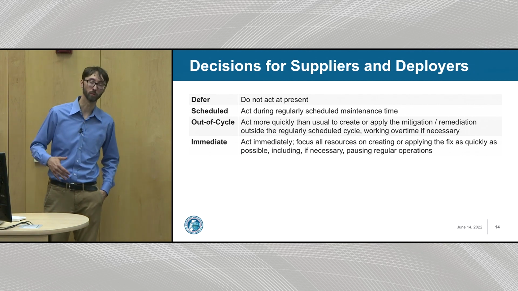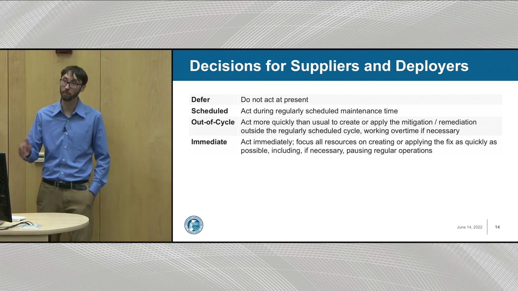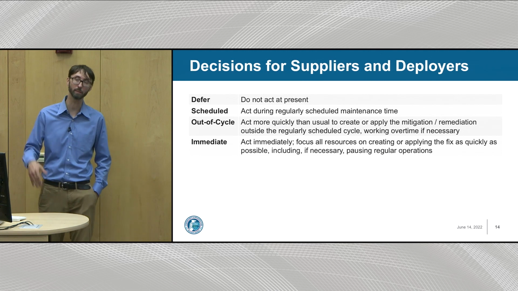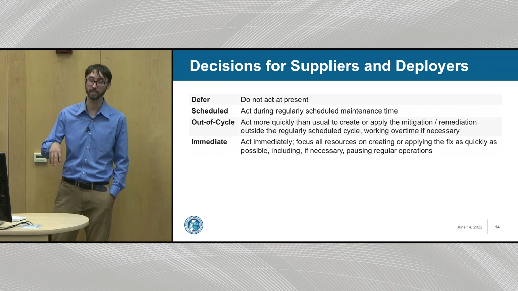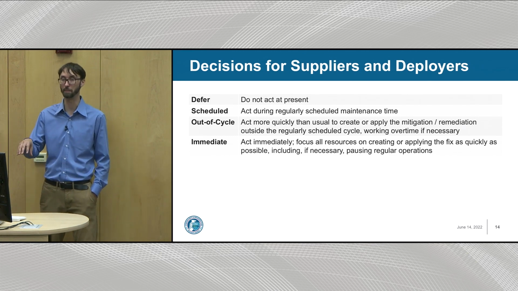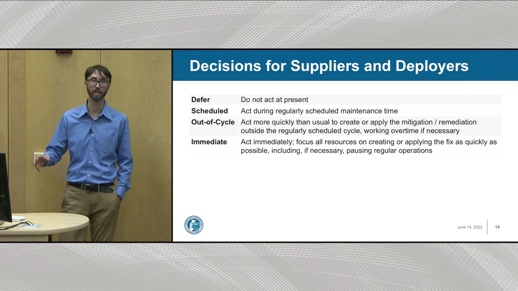You do it out of cycle, right? So you do it faster than the regular schedule because something is important. Which means you might be paying people overtime. Maybe you're keeping people late on Friday, because this is actually important enough to keep the regular team that does the vulnerability management stuff late, to get them to work overtime.